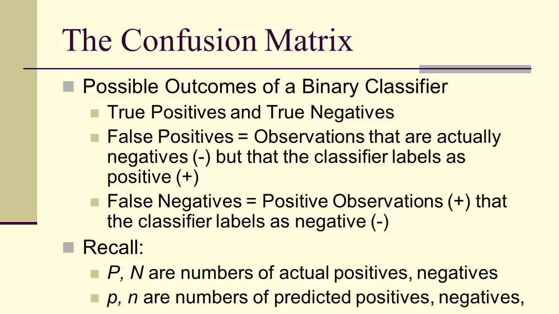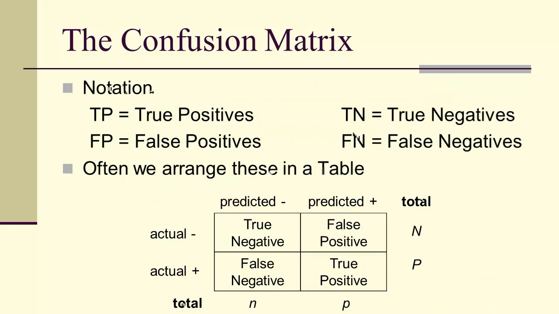So we recall these definitions. And the confusion matrix we write in this way: the notation TP, FP, TN, FN. We tend to put these in a table where we have the predicteds across the top and the actuals down the sides.